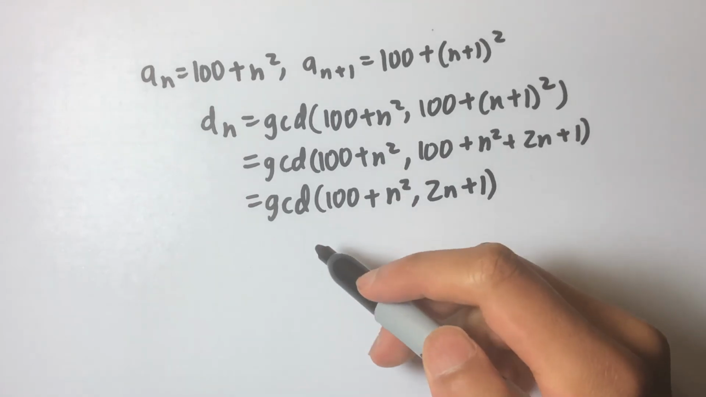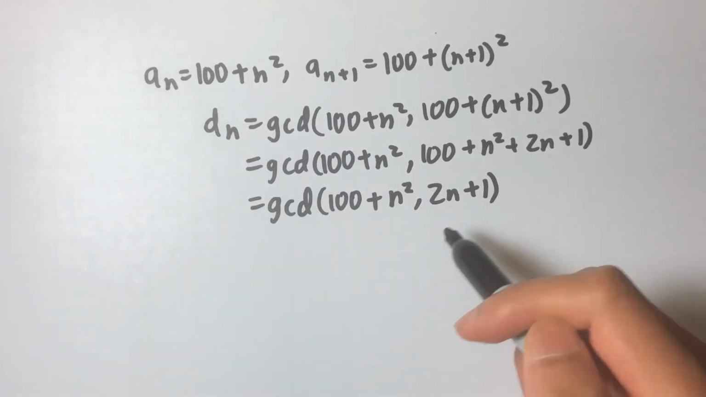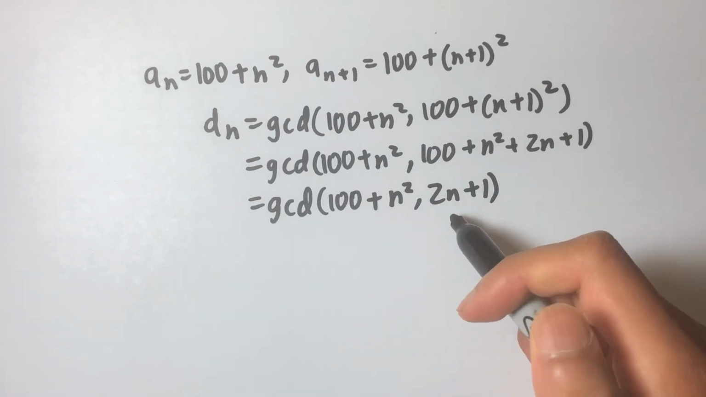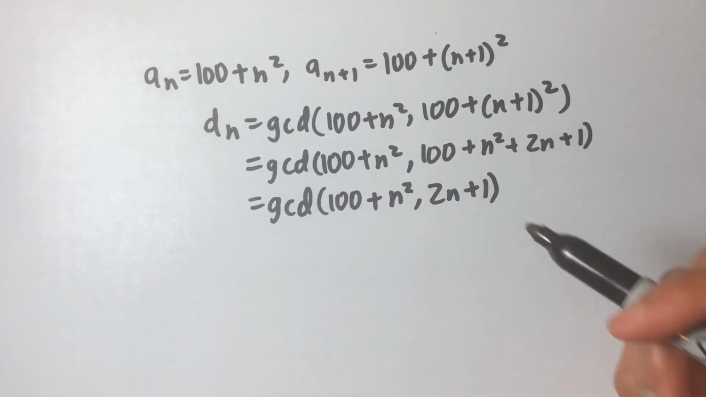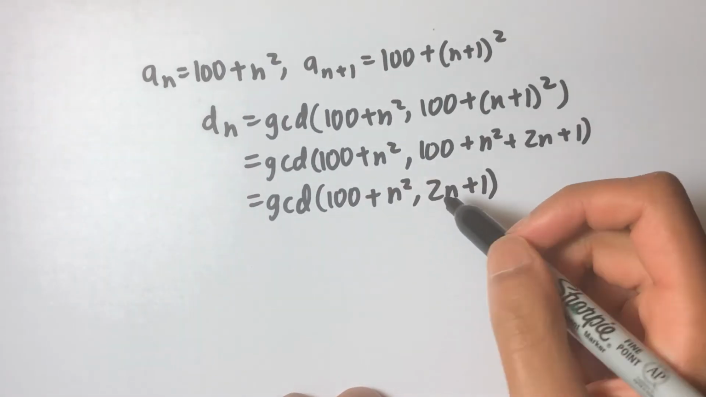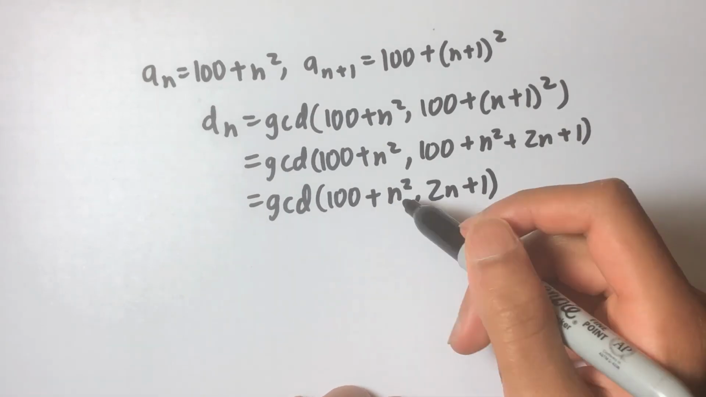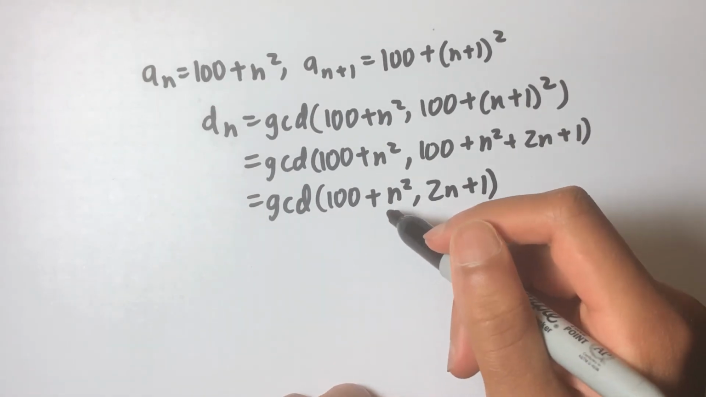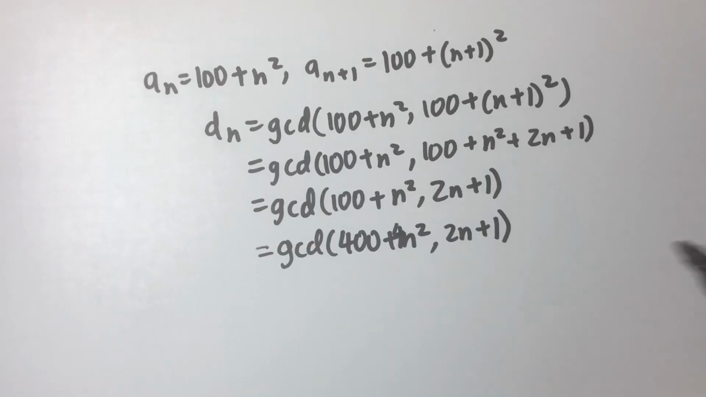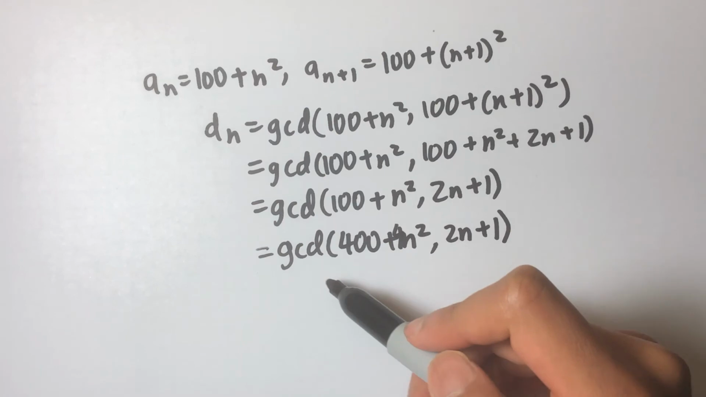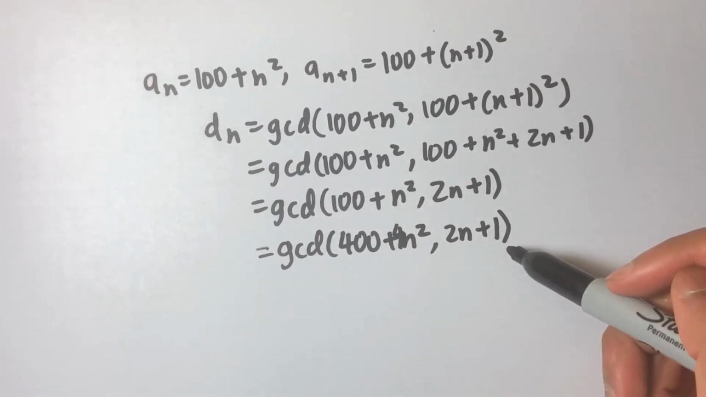So once you've reached this point, we want to divide 100 plus n squared by 2n plus 1 again. But it's going to get messy if we just do it directly because we'll have fractions involved. So one way to approach this is this side is odd, and the greatest common divisor is going to be unchanged if we multiply this side by a power of 2. So let's multiply it by 4. Then we get the greatest common divisor of 400 plus 4n squared and 2n plus 1, and now we can divide this.